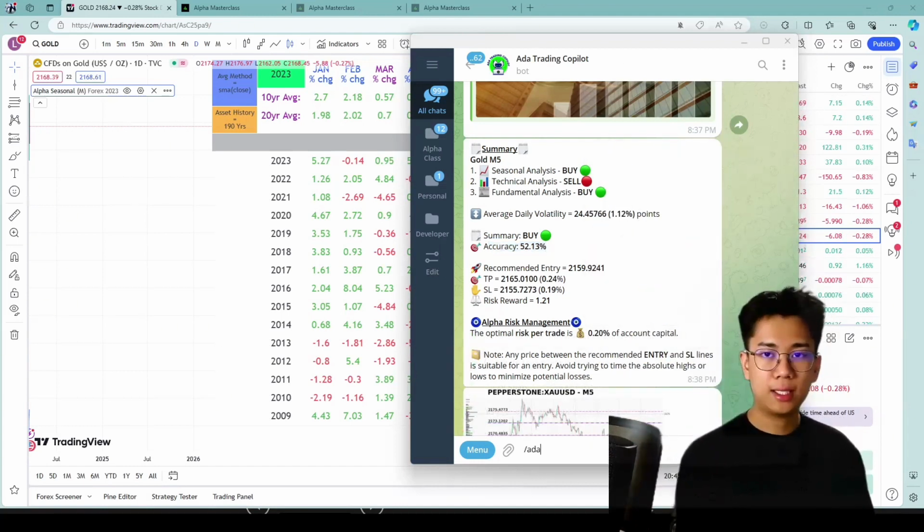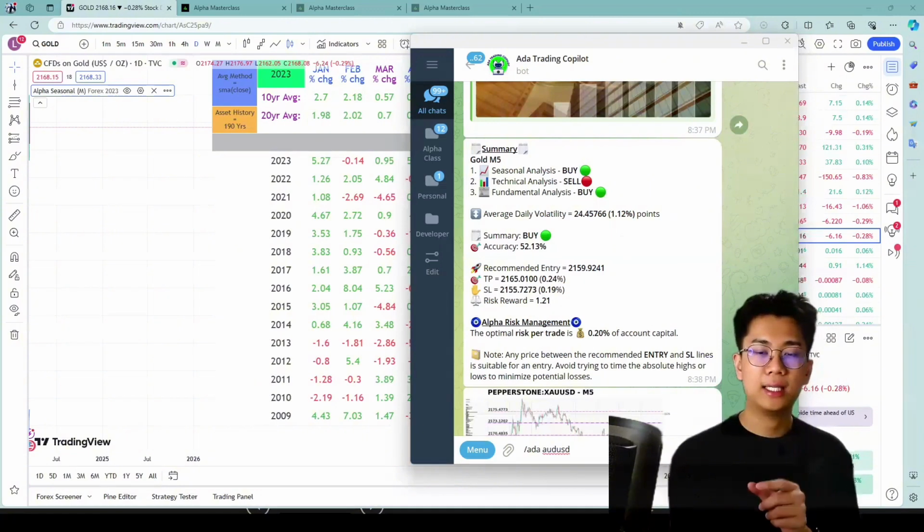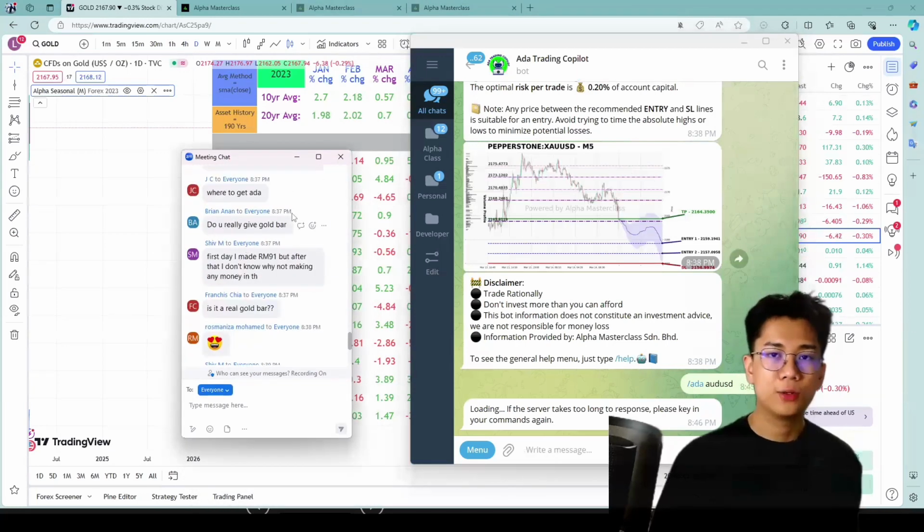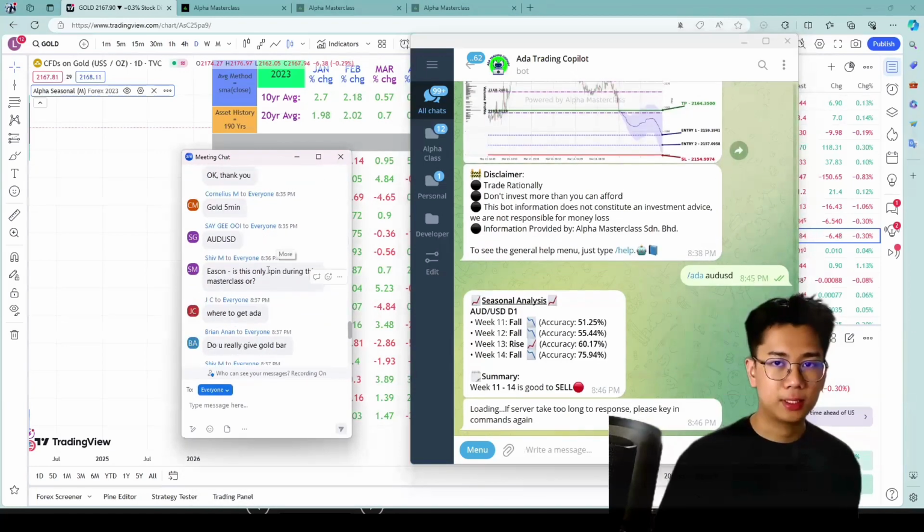Okay, so the next one, ADA, AUD, USD. If you don't type any time frame, it indicates that it is just for the daily time frame. All right. So while it's waiting, let's see the chat box.